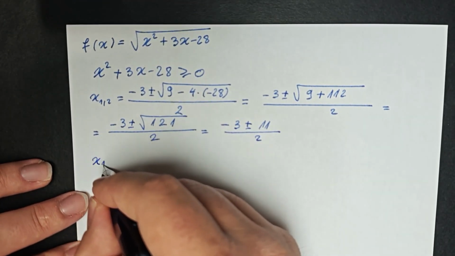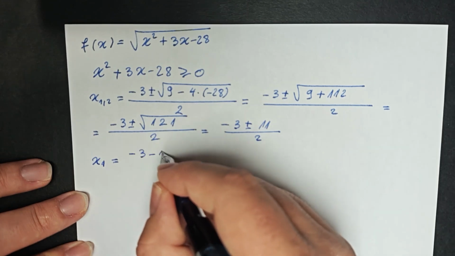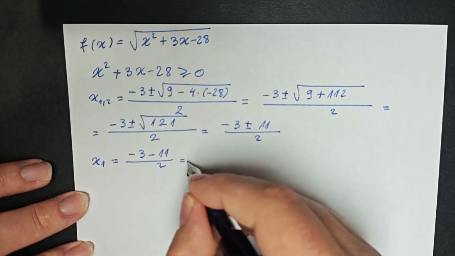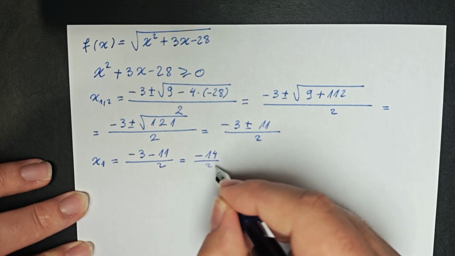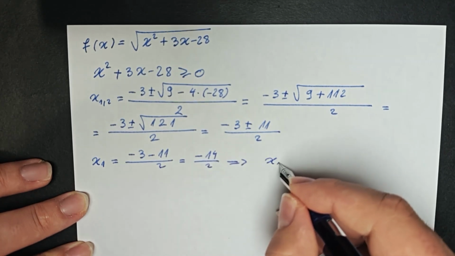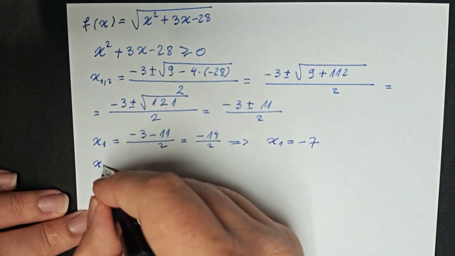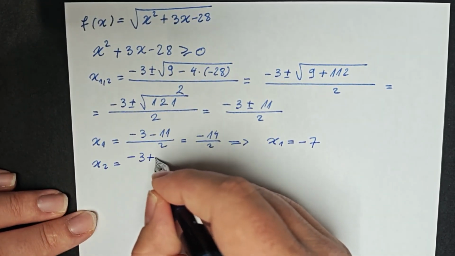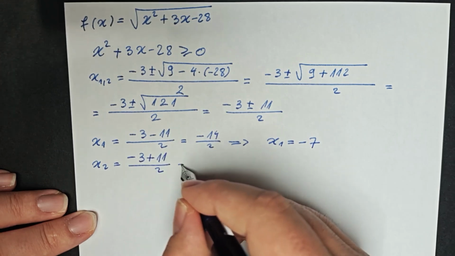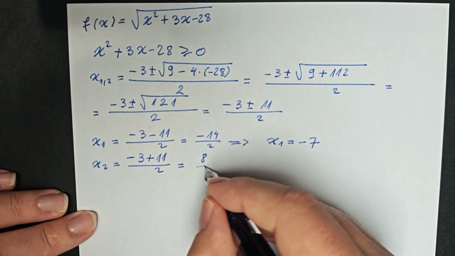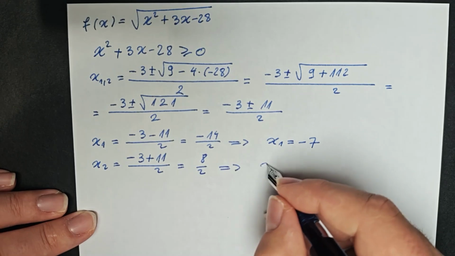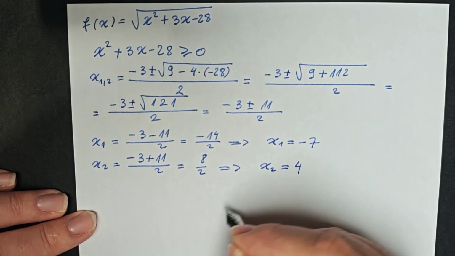So the value for x1 is negative 3 minus 11 over 2, which is negative 14 over 2, and that will give us the value for x1 to be negative 7. x2 is equal to negative 3 plus 11 over 2, and that is equal to 8 over 2, which is going to give us the value for x2 to be equal to 4.